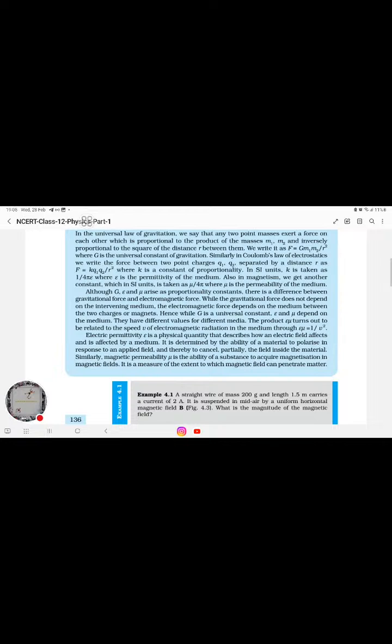Electric permittivity epsilon is a physical quantity that describes how an electric field affects and is affected by a medium. It is determined by the ability of a material to polarize in response to an applied field, and thereby to cancel partially the field inside the material. Similarly, magnetic permeability mu is the ability of a substance to acquire magnetization in a magnetic field. So, electric permittivity describes how an electric field affects or gets affected by the presence of a medium, and magnetic permeability is the ability of a substance to acquire magnetization in a magnetic field.